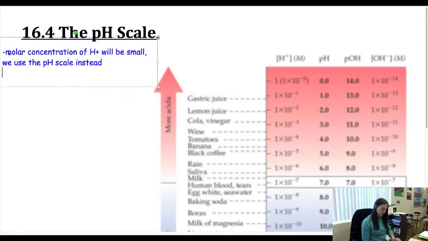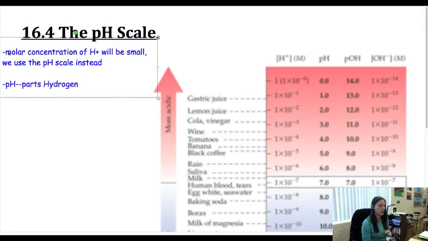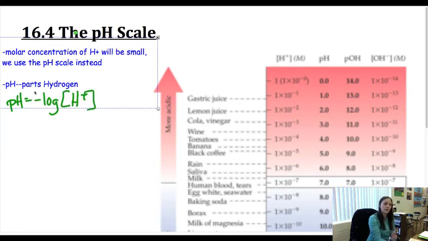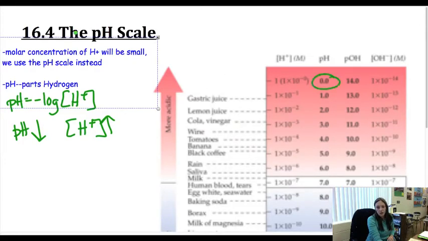Okay, pH is what it sounds like. It stands for parts hydrogen. How many parts of that solution are hydrogen? Math-wise, pH is the negative log of the concentration of H+. So we define it as the negative log of the H+ concentration. When I have a pH that is very low, that means my H+ concentration is really, really large. They work opposite. Notice how my pH here at the top is 0, and my H+ concentration is actually 1. So the larger the H+ concentration, the lower the pH value.